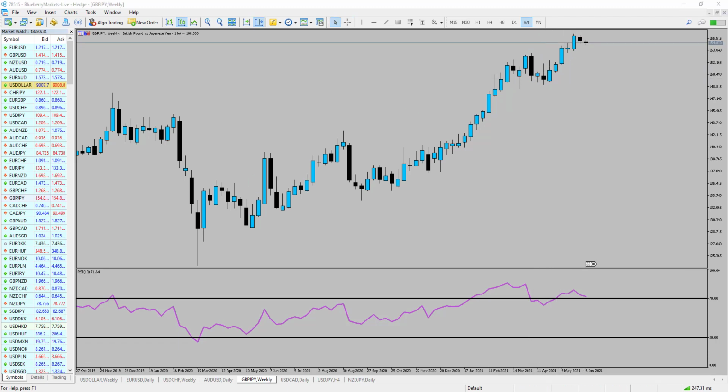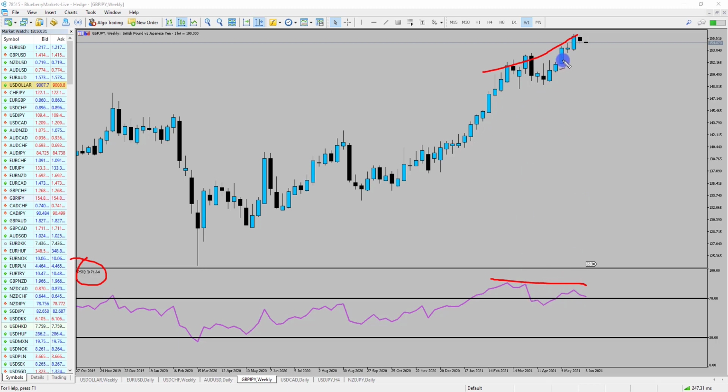You can see here as well, however, we do have some divergence. So you can see I've got the RSI on the screen here, and what I'm looking at is the fact that price is starting to make higher highs and the RSI is making lower highs. Now this is a potential sign of a reversal because the RSI is basically a momentum indicator, and what this is showing us here is that this recent rally on this weekly time frame, the momentum isn't as strong as the previous rally.